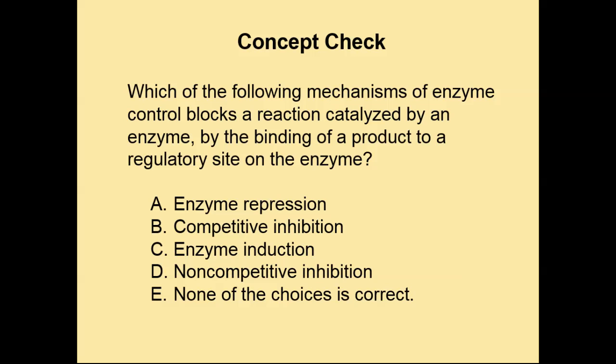The correct answer is non-competitive inhibition, or allosteric inhibition, for those of you who spend more time studying this topic in detail. So D is the correct answer.